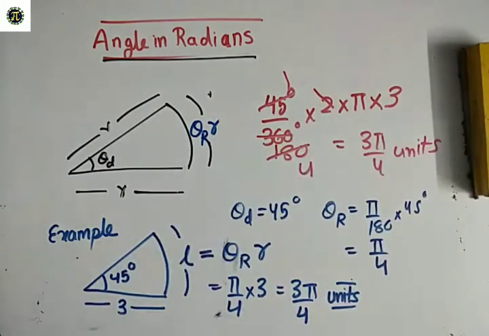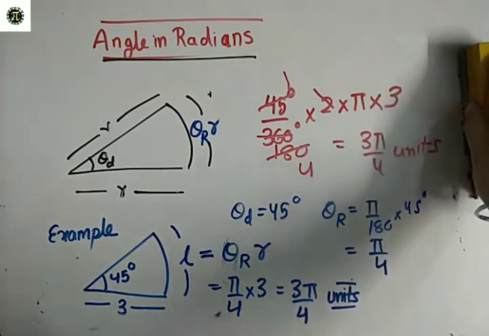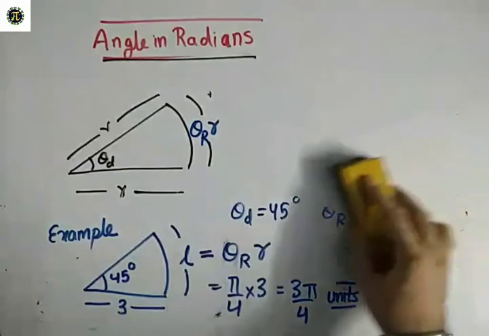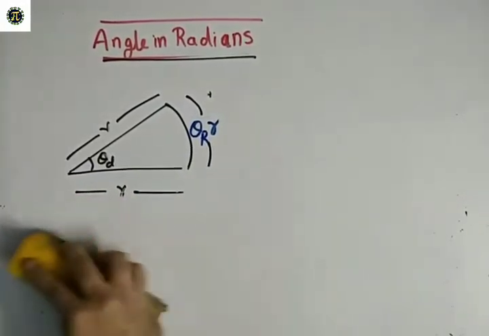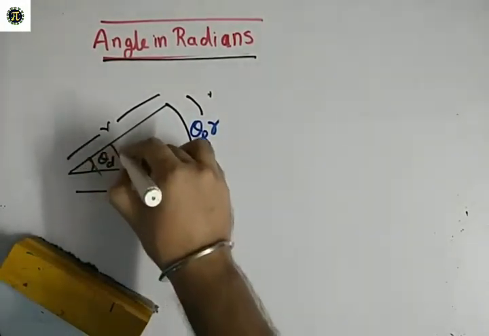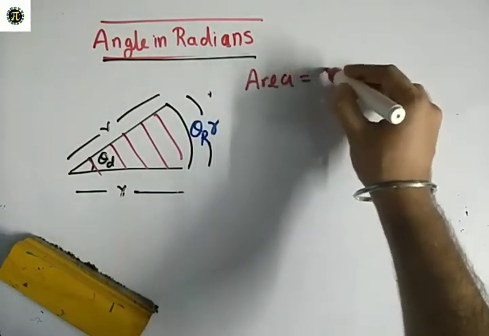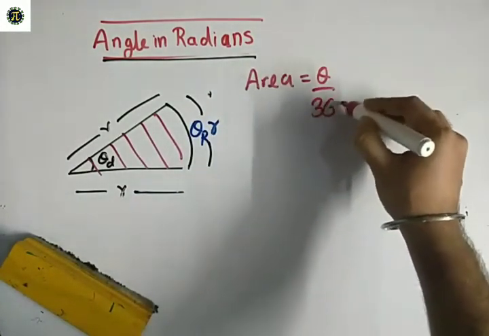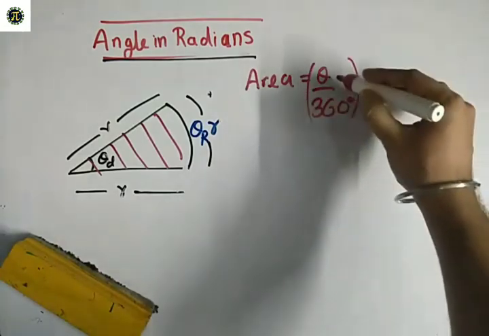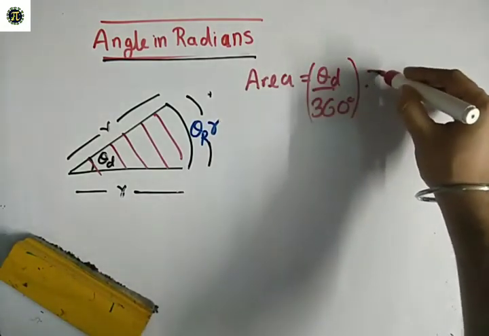Okay. Well, that makes life easy. Now let's look also into the area of the sector. It also makes the formula for the area of the sector very easy. So what is the area of this sector? From class 10th, we know it is theta by 360, where theta is in degrees, into pi r square.